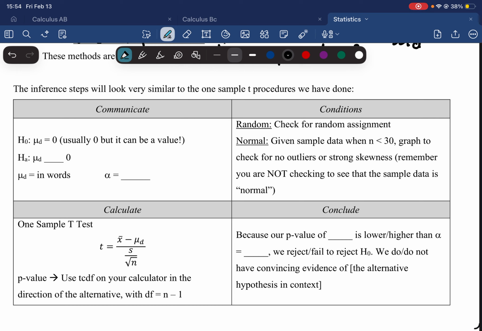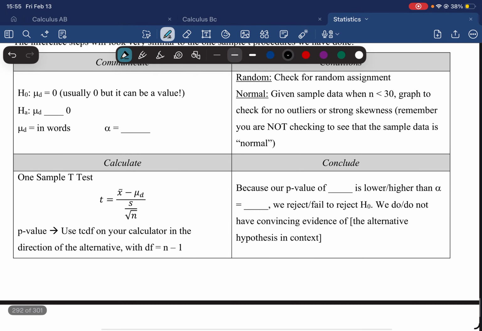The conditions that you would check would be the random condition. You would check for random assignment. Then the normal condition. Remember, for normal condition, we're trying to use the central limit theorem. And if our data is less than 30, we have to graph and check for no outliers or strong skewness. Remember, we're not checking to see that the sample data is normal. We're just trying to see if we can move on and do the inference with the specified population data being approximately normal. Notice that the independent condition is skipped, and that is because this is an experiment.